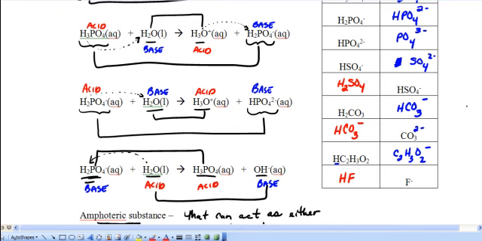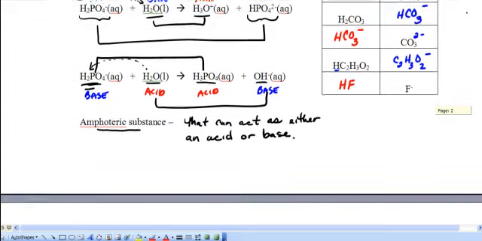All right, so that's a good look at conjugate acid-base pairs. You will have some questions on the test and on the quiz where, if I give you a compound or a molecule and tell you that it's behaving as an acid or a base, you should be able to tell me its conjugate pair.